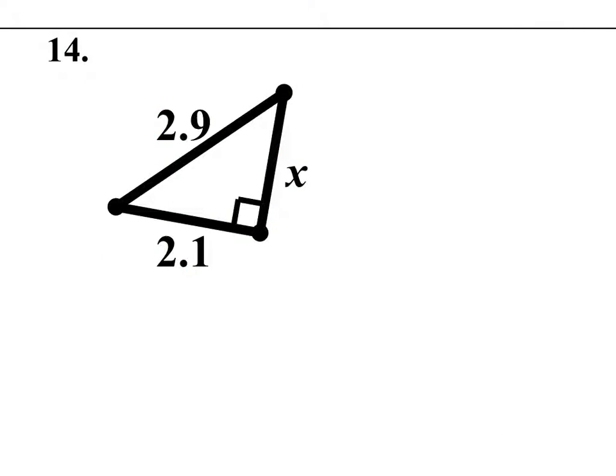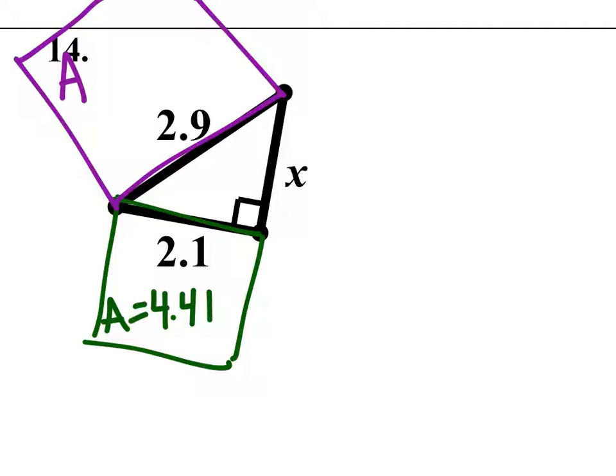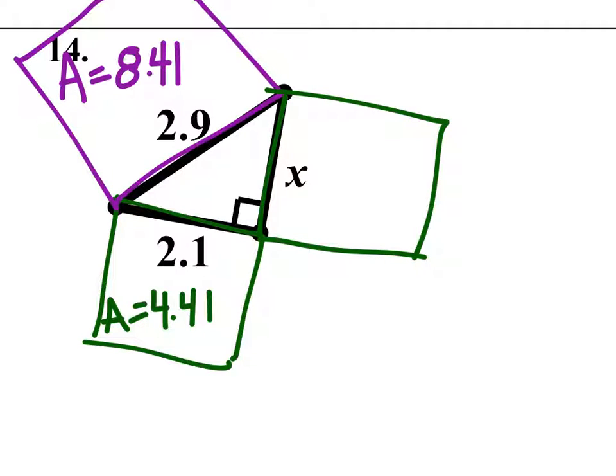Alright, so we're looking for x. And 2.1 is a leg, so I've got a square radical. And it appears that if I squared it for my area, on this one I'd get 4.41. The 2.9 though, that is a hypotenuse. So let me see if I can draw that a little better. So my area is 2.9 times 2.9. So what this means is that this green square plus this other green square has to equal 8.41.